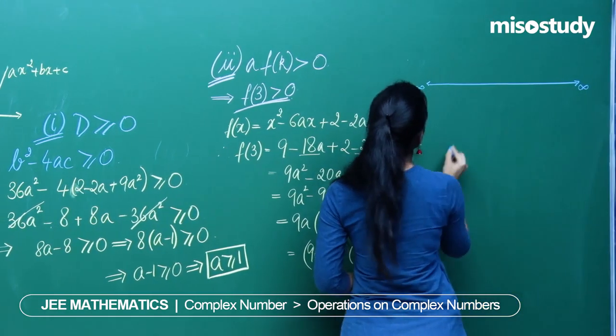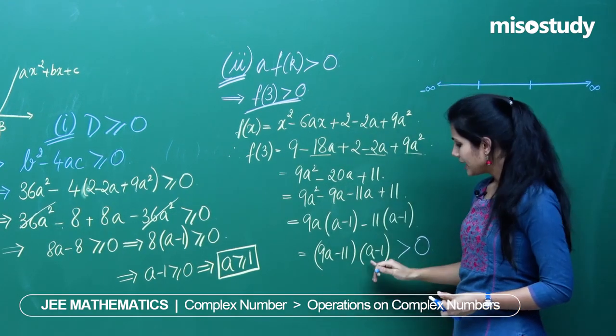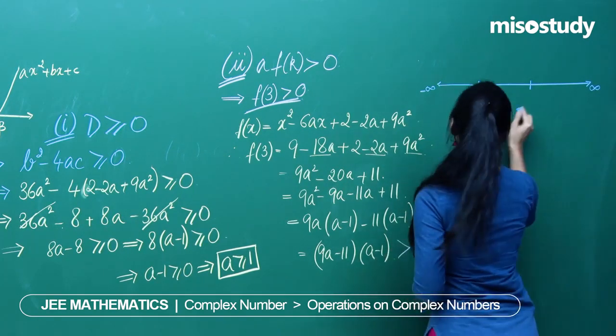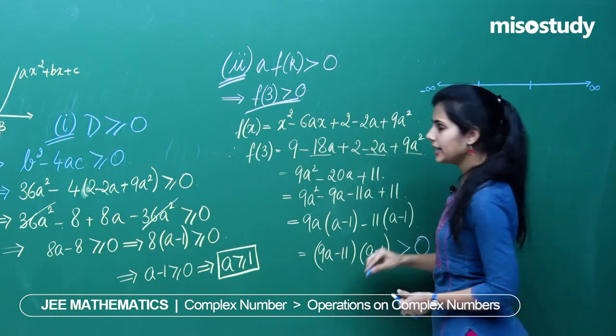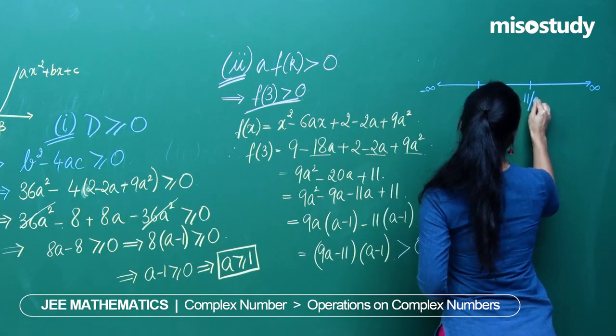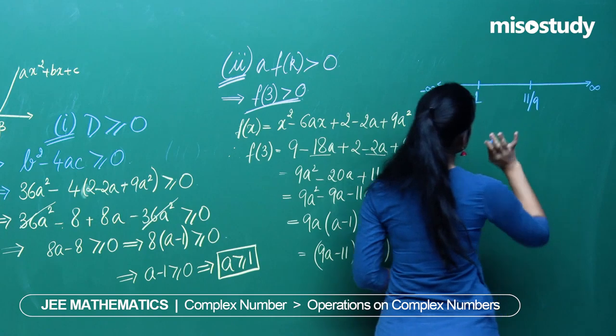Infinity, this is minus infinity. What are the two important points which are being denoted over here? A equals 1 and a equals 11 by 9, which is greater than 1. Fine? So, this is what you have.